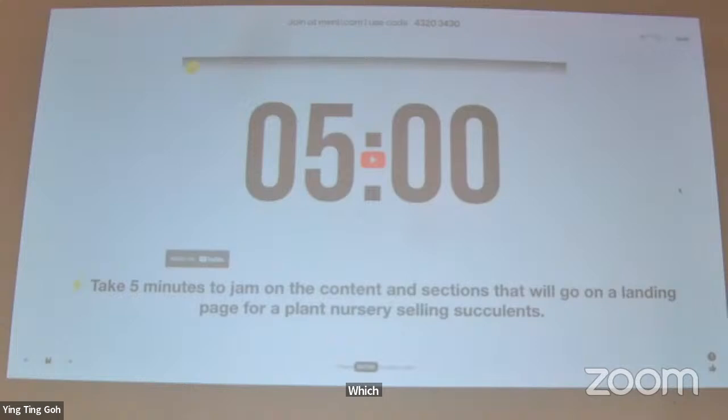Okay, so a little bit more fun loving. And then it's more like I want to share the love of succulents with you. Okay, so I'm going to workshop. Let me just pull up a chair.